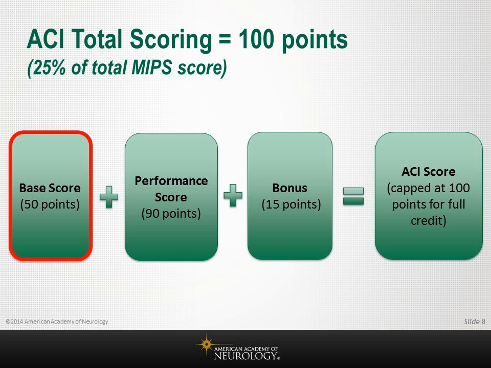50 points come from your base score, which is a requirement that you submit these measures. 90 points comes from your performance score. You have 15 points that can come from bonus measures. As you can see, that adds up to more than 100 points. Your ACI score is capped at 100 points for full credit, so there is some leeway in how you participate.